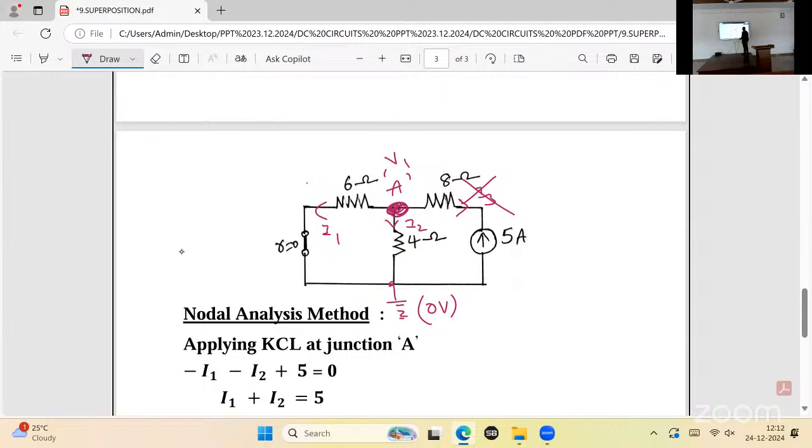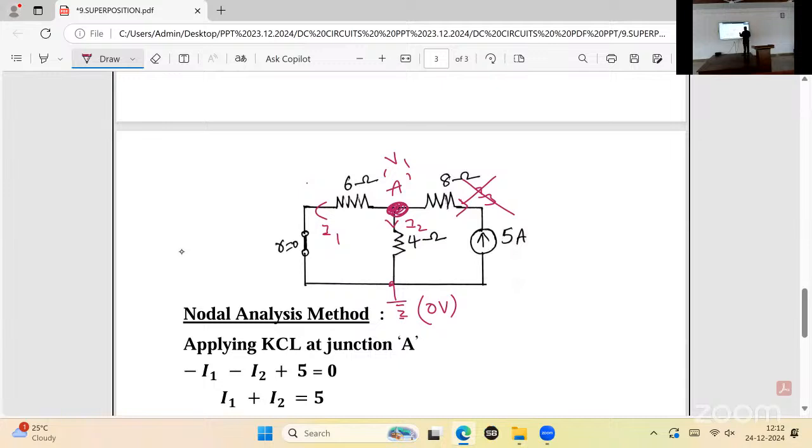Now, two junctions. What is a junction? A junction has a minimum of 3 elements. This is the element, this is the element. So there are 2 junctions, confirmed. Next, take 1 as the reference node. The value is 0, so this is called 0 volt. This is A, V1.